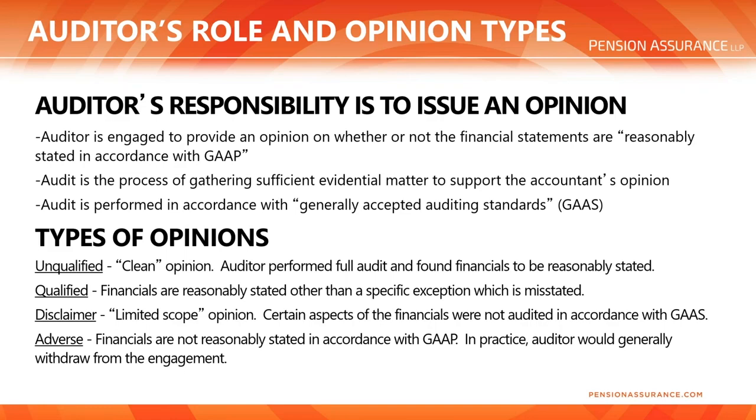So it's all based on audit sampling, and we want to make sure that we look at all the different facets of those statements and those numbers to make sure that we can get comfortable providing an opinion on those statements. The audit is the process of gathering sufficient evidential matter to support the accountant's opinion. And we'll use audit sampling, and we'll talk about the process that we go through in order to get to that point. And then the audit itself is performed in accordance with our generally accepted auditing standards that kind of is the guide that we go off of.